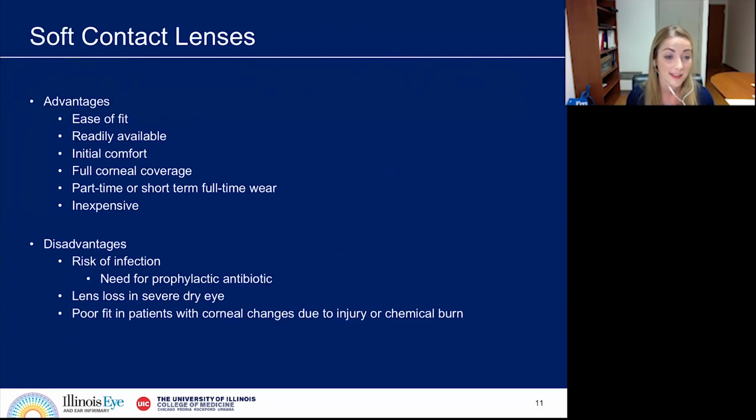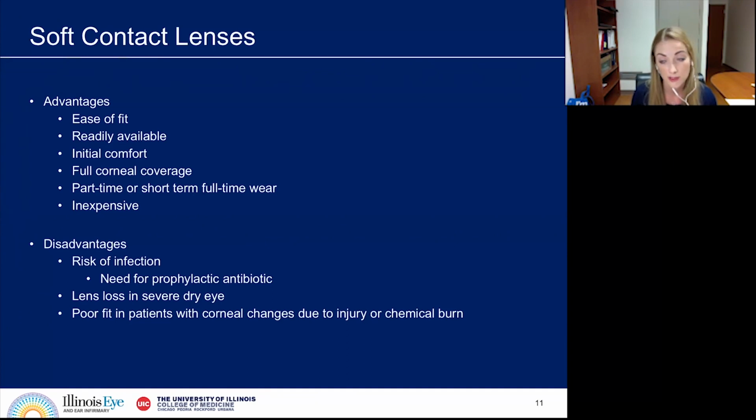So soft contact lenses have many advantages. They're fairly easy to fit. They're readily available. I would recommend having these in office at all times in case you do have a patient that needs a therapeutic lens. They provide great initial comfort and they can help with improving pain in patients with foreign body sensation. They provide full corneal coverage, and they're available for part-time or short-term full-time wear, and they're fairly inexpensive.